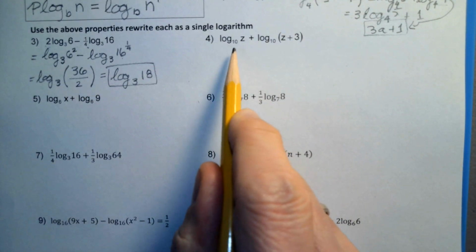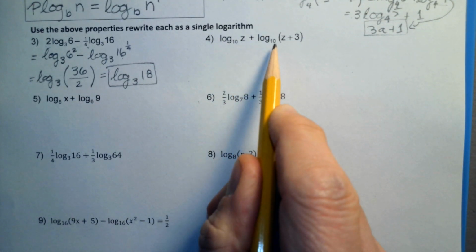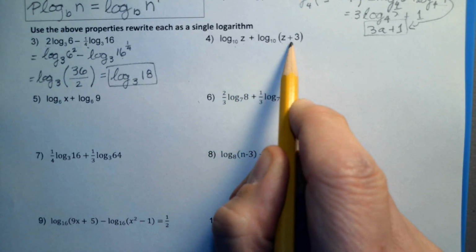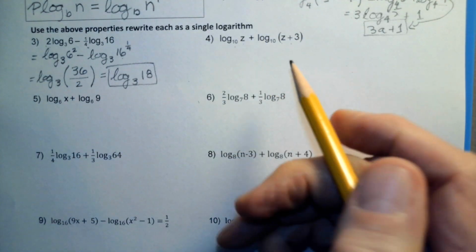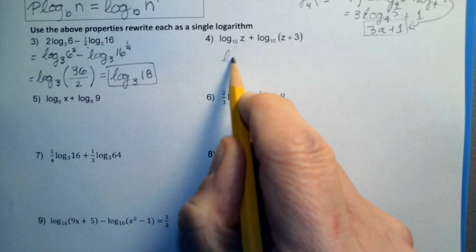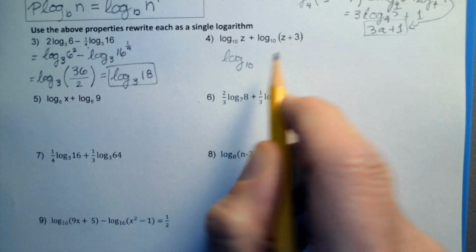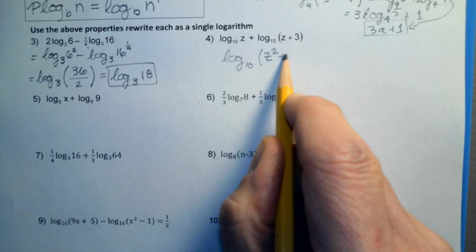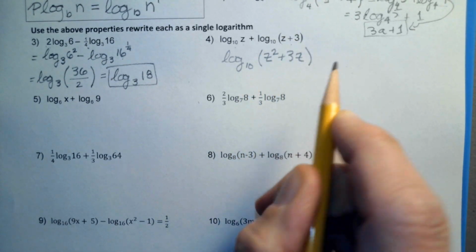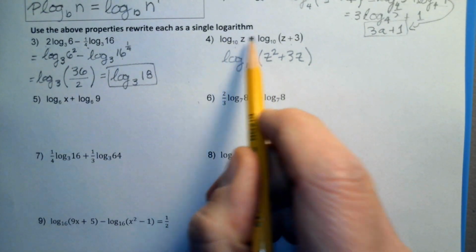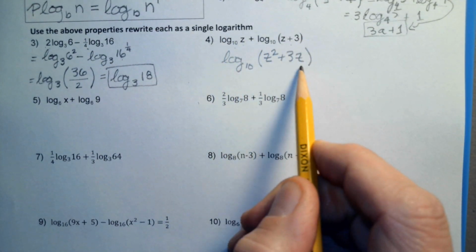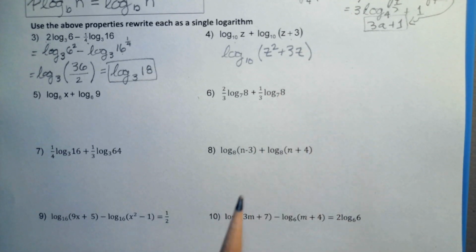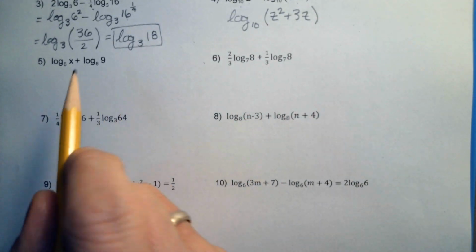All right, log base 10 of z plus log base 10 of z plus 3. That's going to be the product rule. So this is the same as log base 10 of z squared plus 3z. I went ahead and distributed the z. I'm multiplying these two arguments together. So I went ahead and simplified it. All right, next one.